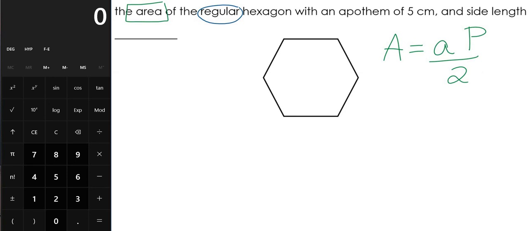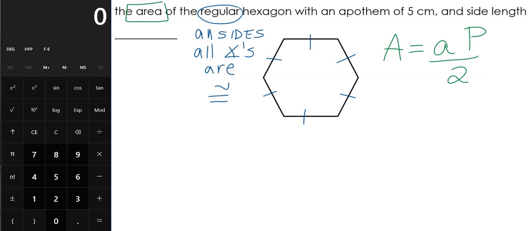What does it mean when it says regular? Regular means that all the sides and all angles are congruent. So I can mark up in this diagram that all 6 of these side lengths are congruent. Now, let's focus on our 2 pieces of information that we need to get the area. We need the apothem A and the perimeter. They gave us the apothem right here of 5 centimeters.